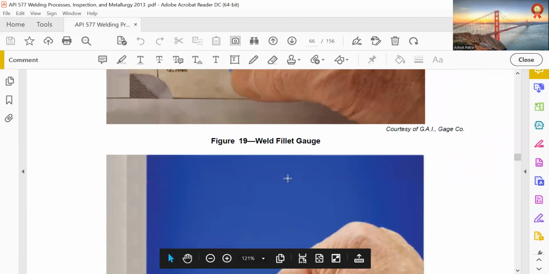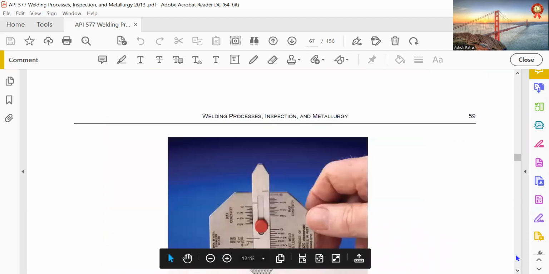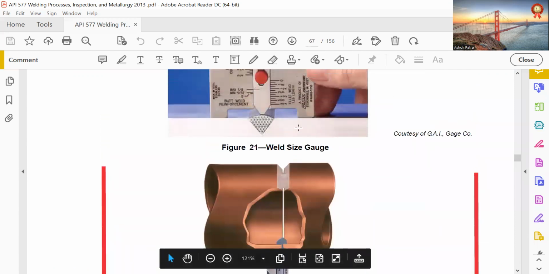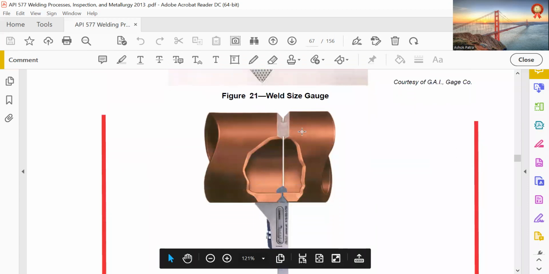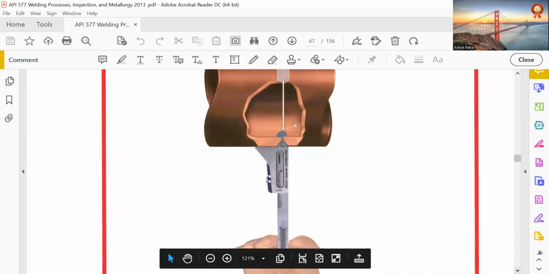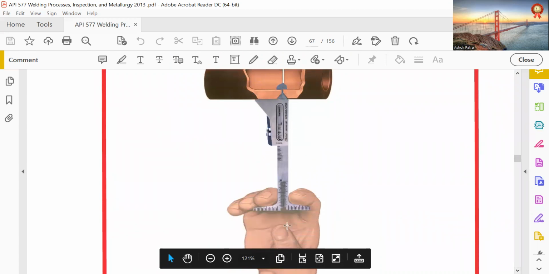This is the weld fillet gauge, weld size gauge, this is the high-low gauge. You can see the difference, how much high-low.